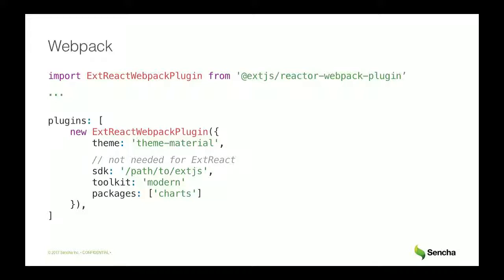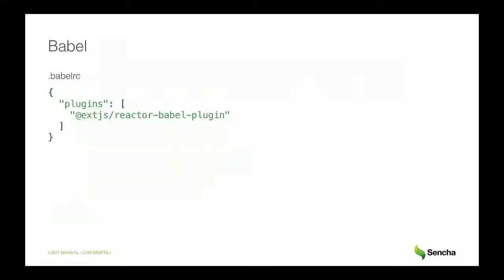That makes it easier to share projects between folks, but you can provide a full path there if you want. You specify the toolkit. Modern is the default, but you can use Classic. And then the packages that you would use. So that's similar to what would go into an app.json file if you're an XJS developer.